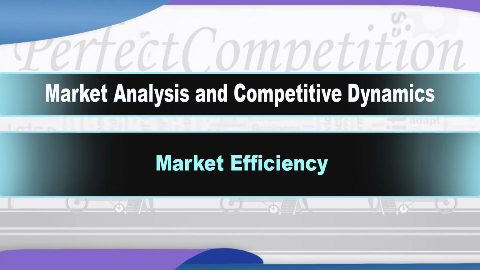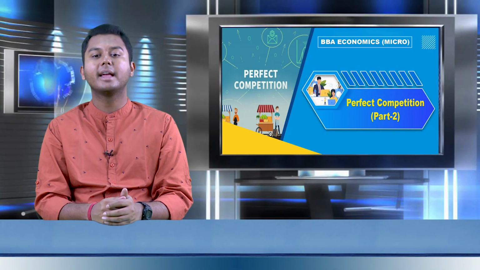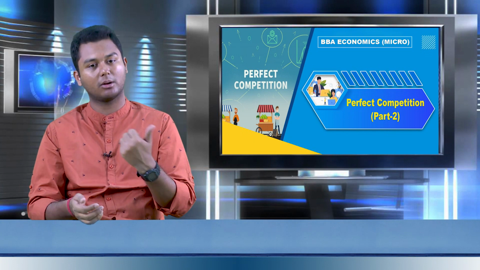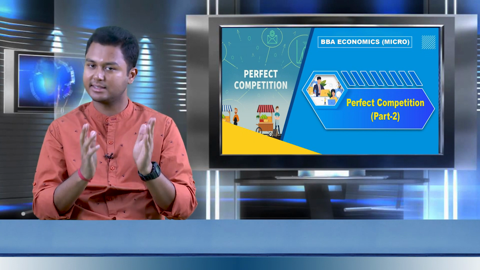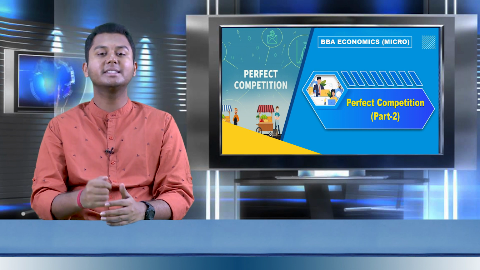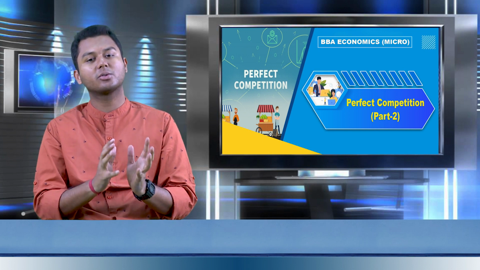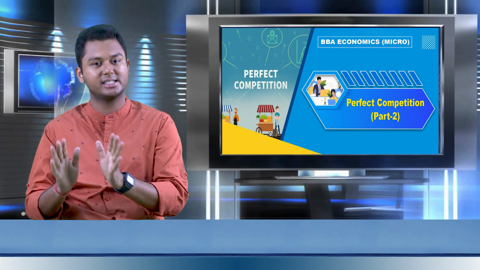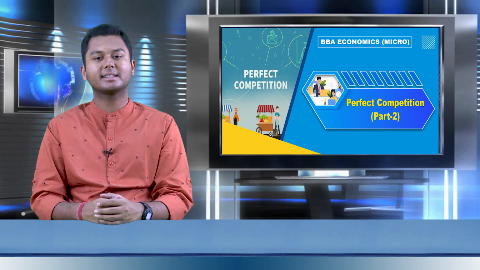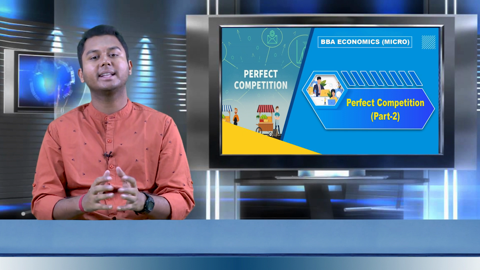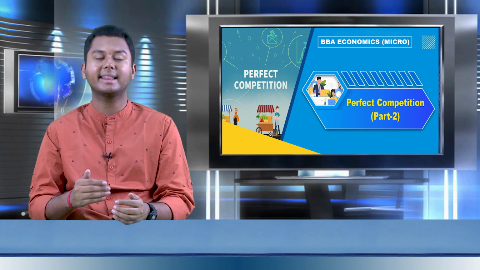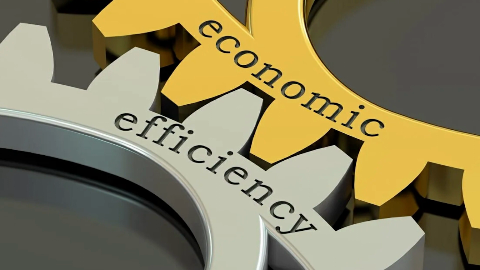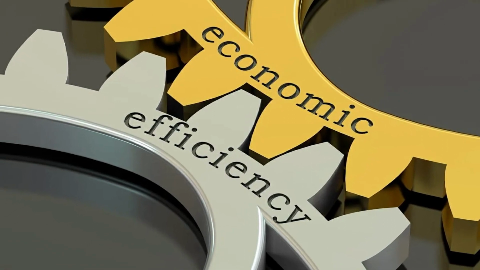Looking at market efficiency, perfect competition is characterized by both allocative and productive efficiency, that is static efficiency. Business students learn how resources are well allocated in a way that maximizes society's welfare. This understanding is crucial when evaluating the performance of markets and the impact of business decisions on overall economic efficiency.